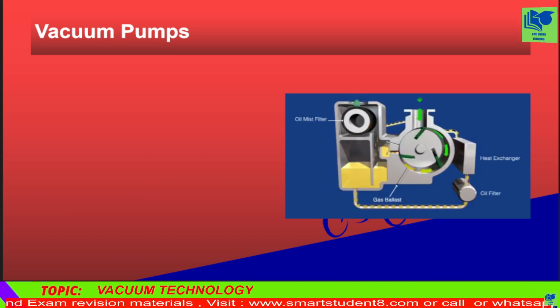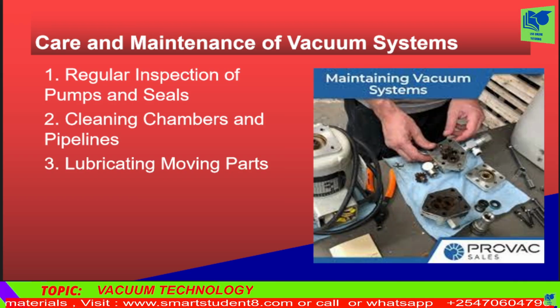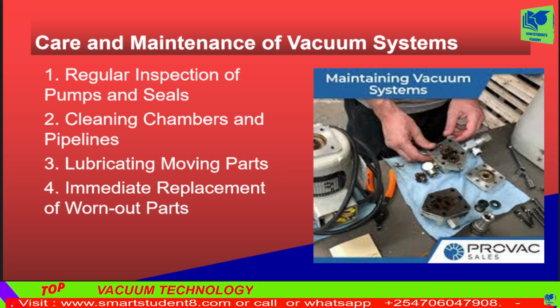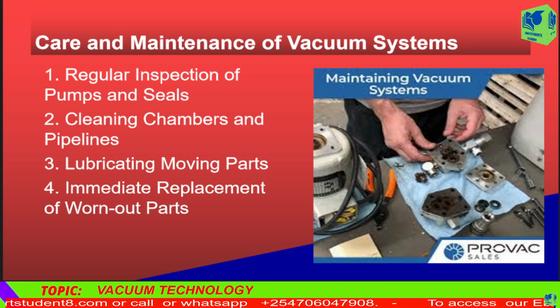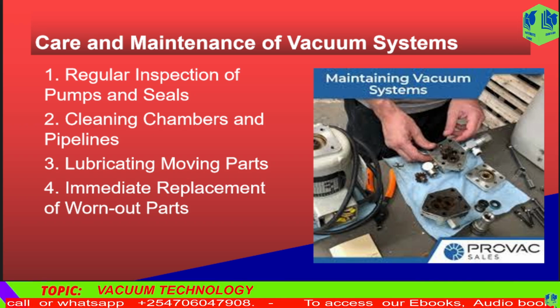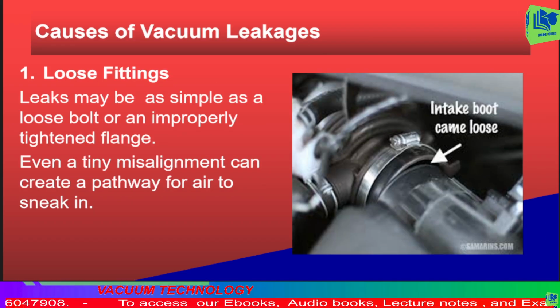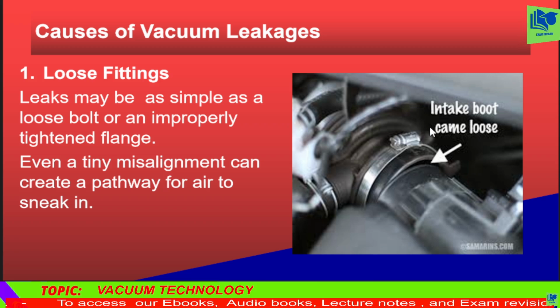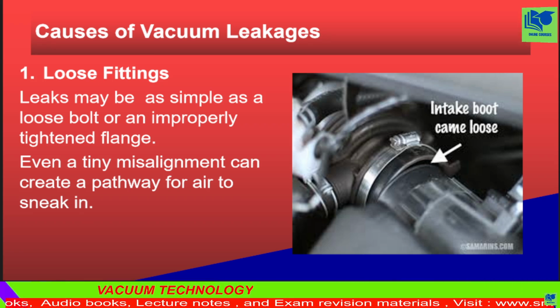4. Immediate replacement of worn-out parts. No matter how well you maintain your vacuum system, parts will wear out over time. This is particularly true for components that experience heavy use, such as seals, valves, and pumps. How to identify worn-out parts. Check for visible damage. Look for cracks, tears, or other signs of wear, especially in seals and gaskets. Performance decline. If the system is having trouble reaching or maintaining the desired vacuum level, this might indicate that parts are no longer functioning properly. Monitor for leaks. Leaks are often a sign that seals or other components need replacement.